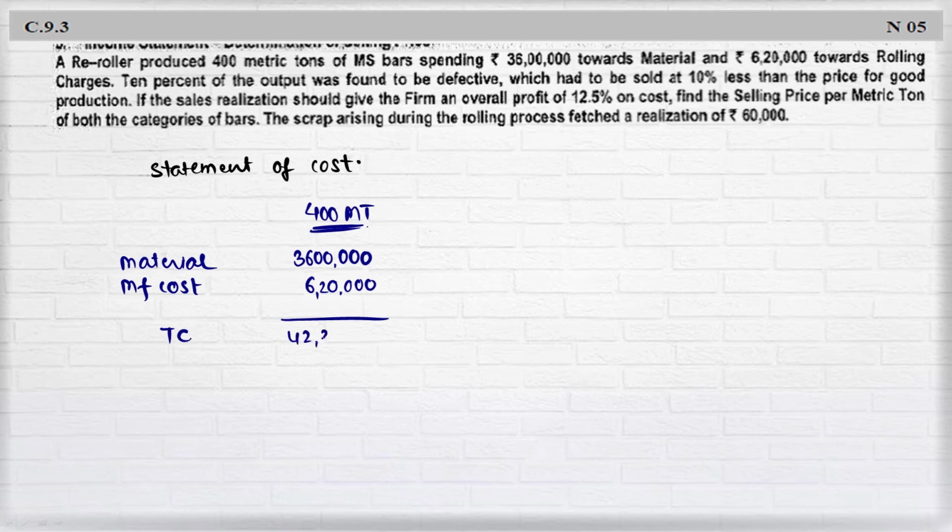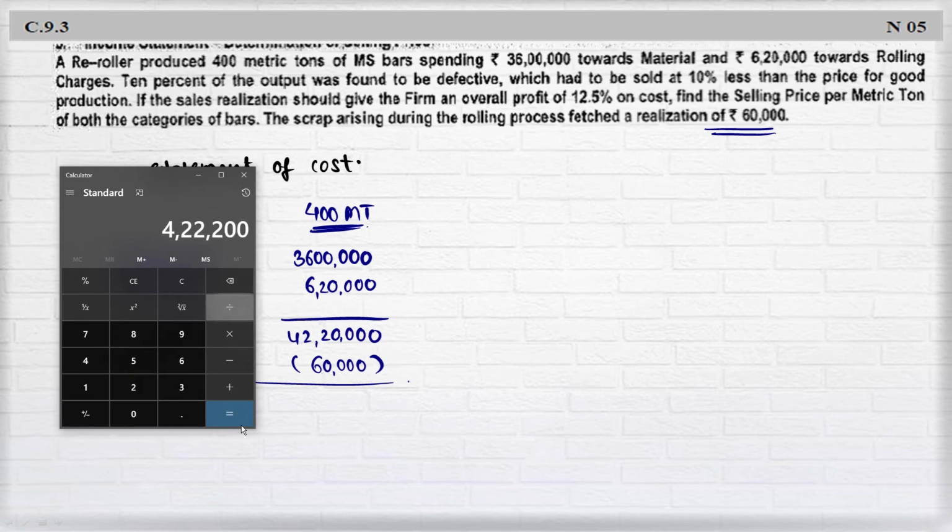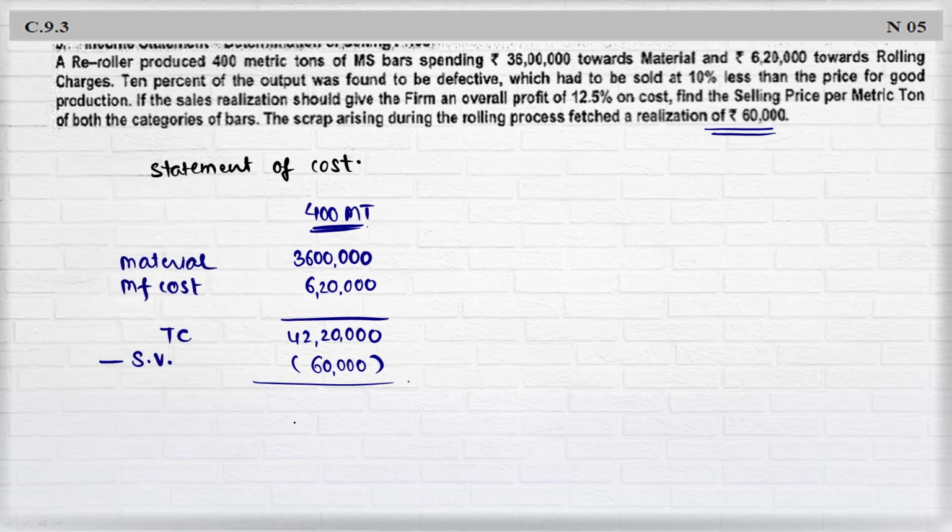Total cost will be 42,20,000 minus scrap value. When you do this rolling, you are having some scrap which can be sold at rupees 60,000. And this scrap is not your original metric ton. You are manufacturing 400 metric ton. It is some byproduct which is manufactured as scrap, which is rupees 60,000. We all know scrap arising during the process should be reduced from cost of production. It reduces the cost. 42,20,000 minus 60,000. That is 41,60,000. Is my total cost.